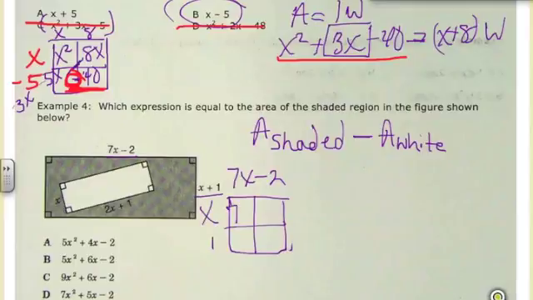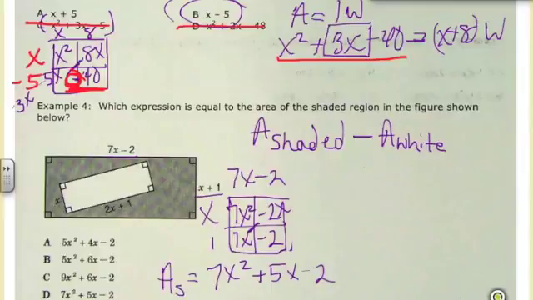7x squared minus 2x, 7x, and then minus 2. If I combine my like terms there, that's going to be 7x squared plus 5x minus 2. So that is the area of my shaded. Now I'm going to switch colors and do the area of the white.